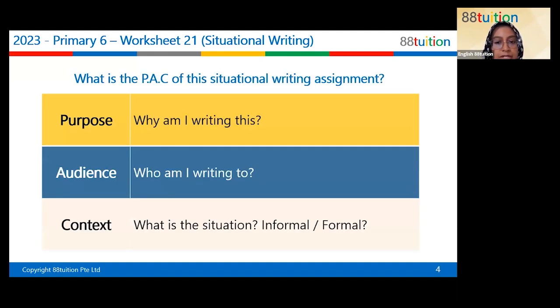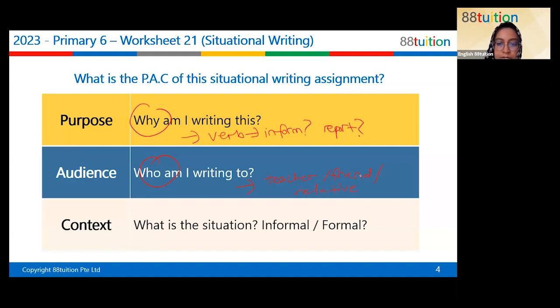Here again we just repeat what is the PAT. Purpose: why am I writing this? Maybe you want to inform. Usually you use a verb. Is it to inform? Is it to report? What is it for? Maybe to promote. So just ask yourself, why are you writing this? Use the verb there. Who am I writing to? Usually we write this to probably teacher or friends, or maybe some relative overseas.